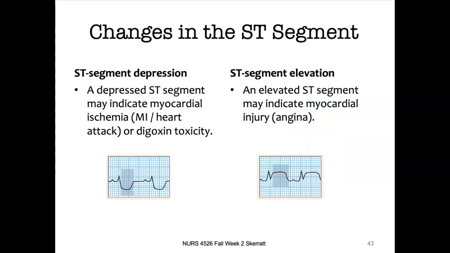The ST segment is very important when looking at injury. If you have a depression of the ST segment, that typically indicates myocardial ischemia, so an MI or a heart attack, or digoxin toxicity. An ST elevation indicates myocardial injury, which is angina. So that's the difference between angina and an MI on an ECG. MI is depression, which is very important, and angina is elevation. It represents injury. Very important. The NCLEX loves things like this.